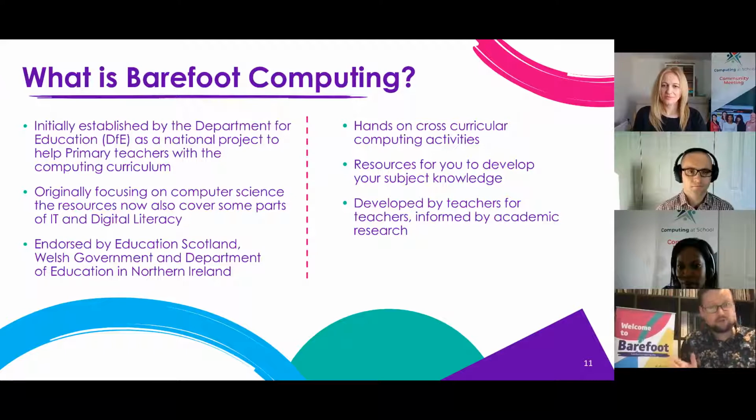It has now been endorsed by Education Scotland, Welsh Government, and the Department for Education in Northern Ireland, so it's helping to support teachers delivering those curricula as well. Barefoot is made up of two main parts, resources and workshops. The workshops are free as well. At the end of the session, I will share with you how to sign up and how to request a workshop if you would like one in your school.